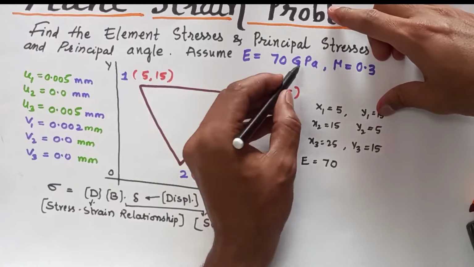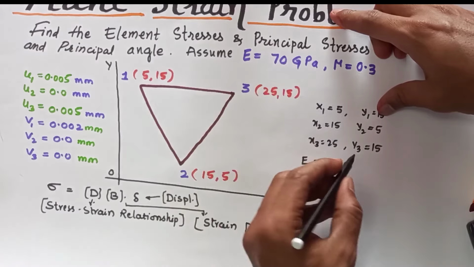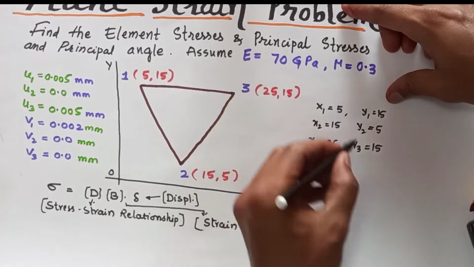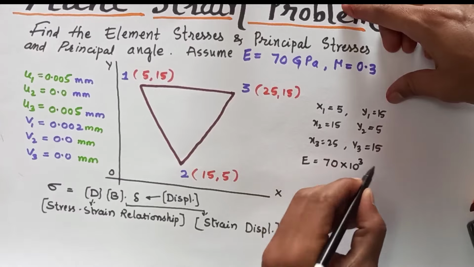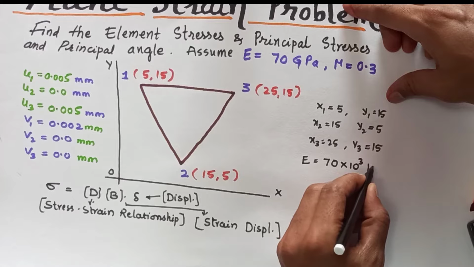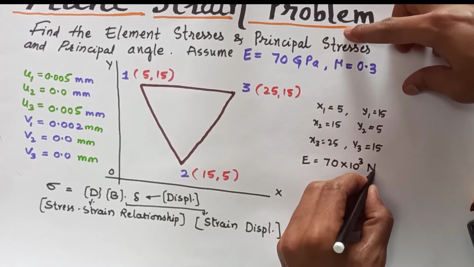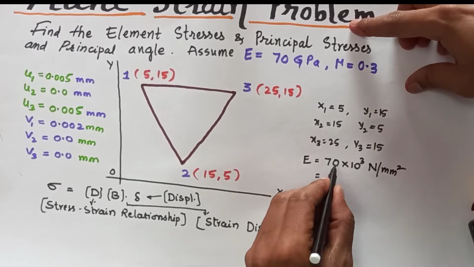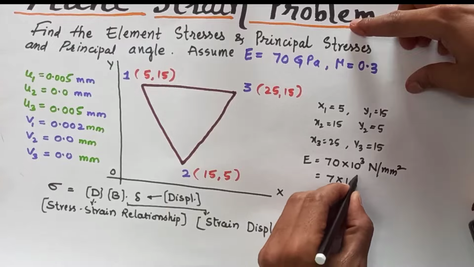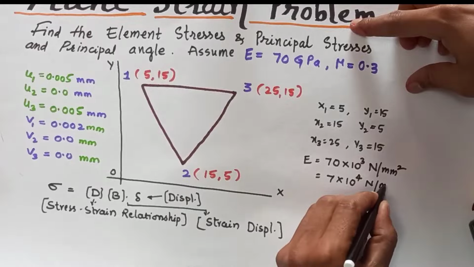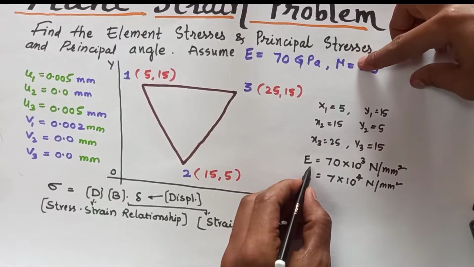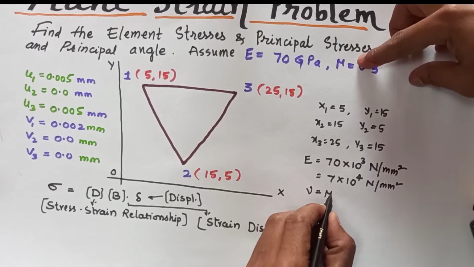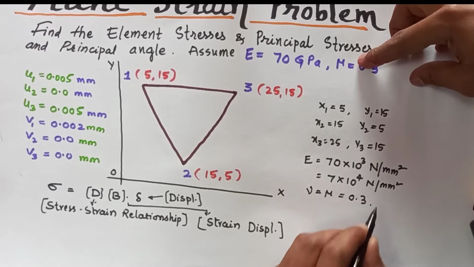All the dimensions are given in millimeter, the local coordinates and the displacements, all in millimeter. So let us convert the 70 gigapascal into megapascal. Giga is nothing but 10 power of 9. If you take 10 power of 3 outside, then what will remain? It will be megapascal. So 1 megapascal is equal to Newton per millimeter square. Now again you can write this as 7 into 10 power of 4 Newton per millimeter square, right? And mu is the Poisson's ratio. Some textbooks refer to it as nu or mu, that is 0.3.